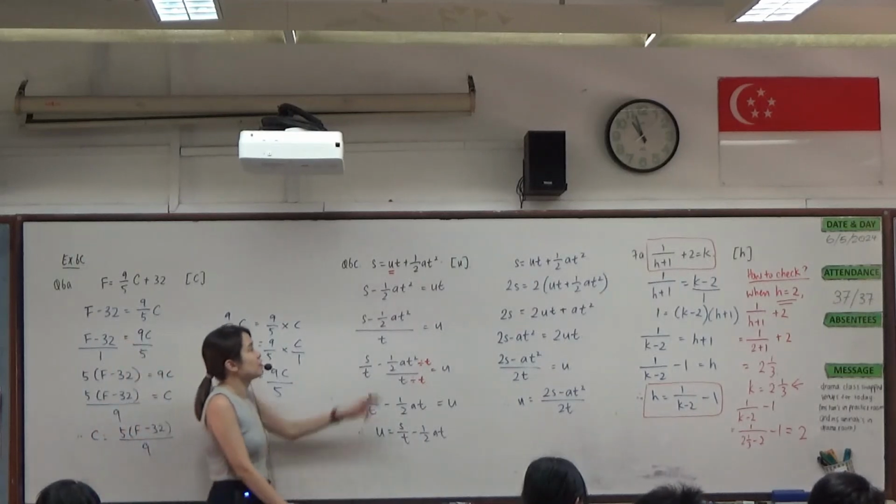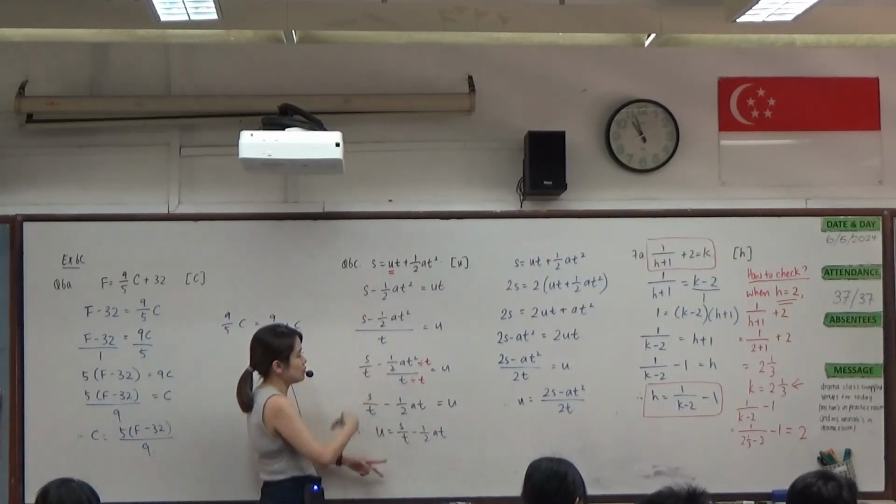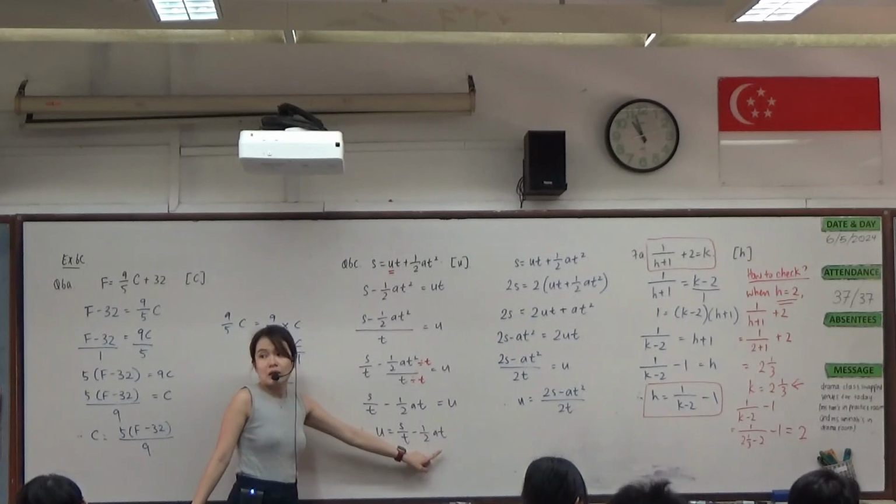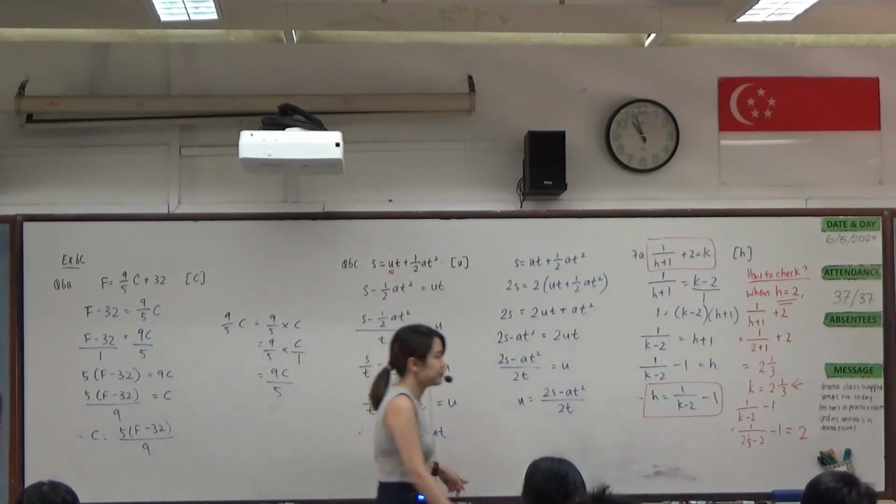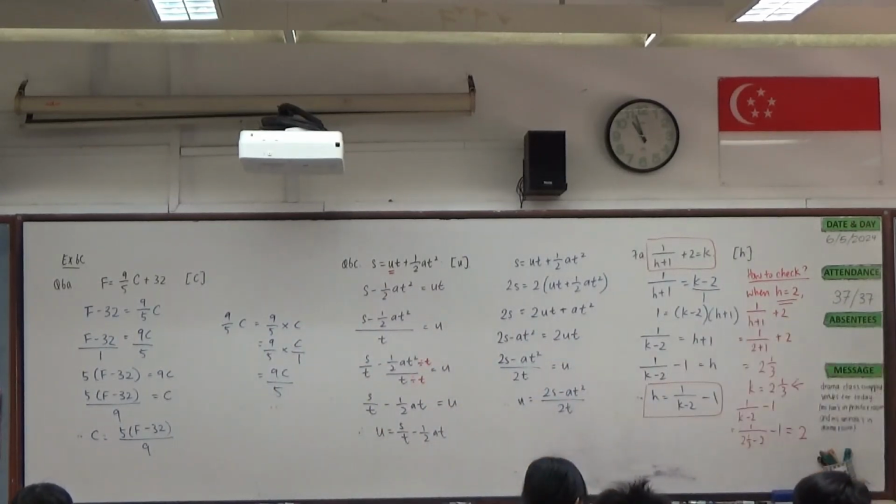Then after that, find out what is S. Then do the reverse, for your eventual answer. Questions? Okay, so that's one way to check out. Then let's look at question 7C.